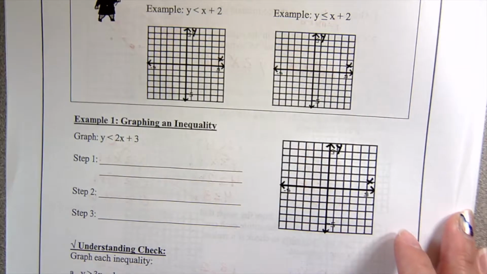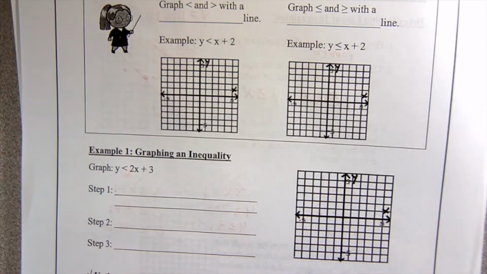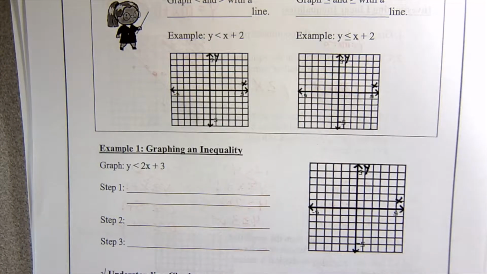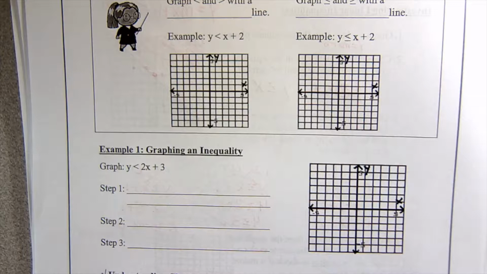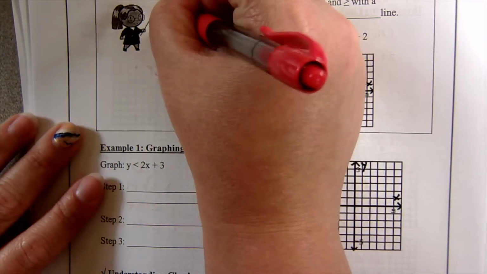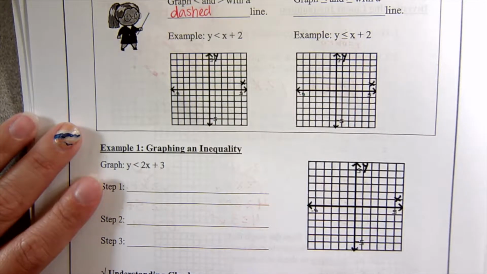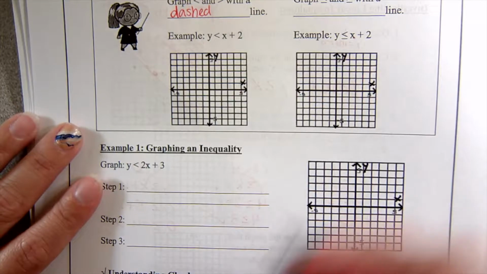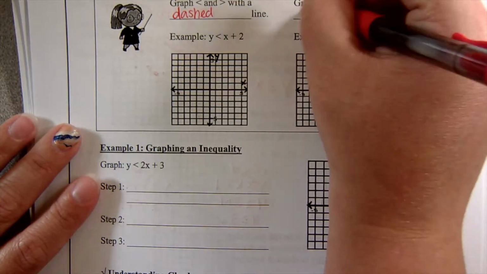All right, on the next page. So just like when we graph inequalities on the number line, remember that if it's equal to, it's what kind of dot? Shaded in dot or shaded in circle. And what if it's not equal to? It's open. So just the same, if we are graphing less than and greater than without an equal sign, you are going to use a dashed line. And if it is less than or equal to or greater than or equal to, you are going to use a solid line.